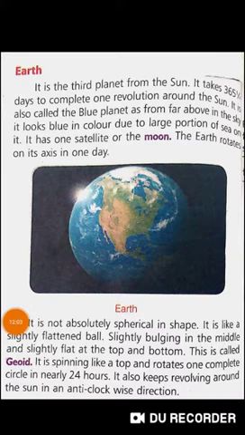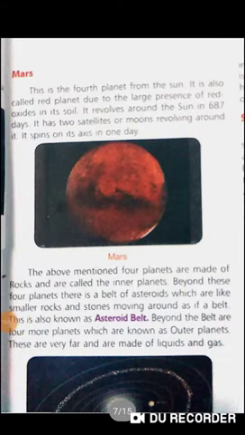Let's see the next, that's our Mars. Mars is the fourth planet from the Sun, and it's also called the red planet due to the large presence of red oxides in its soil. It revolves around the Sun in 687 days. However, it has two satellites, and it keeps revolving around its own axis.